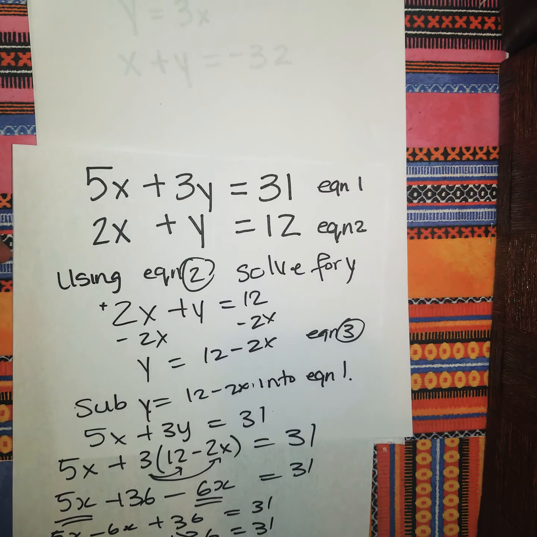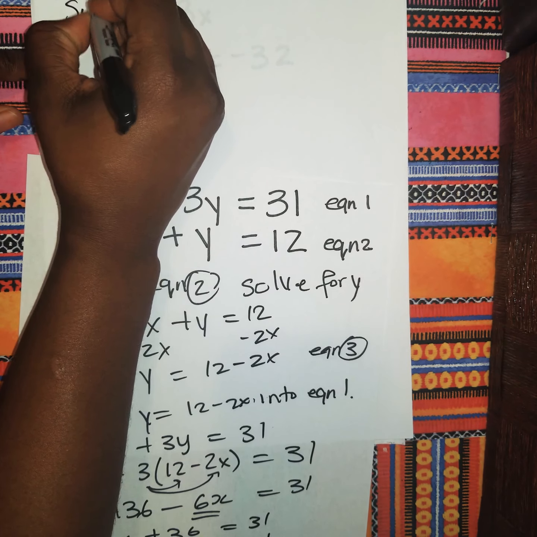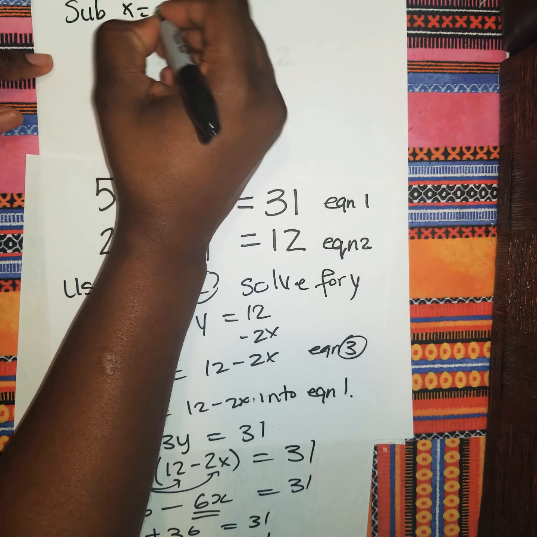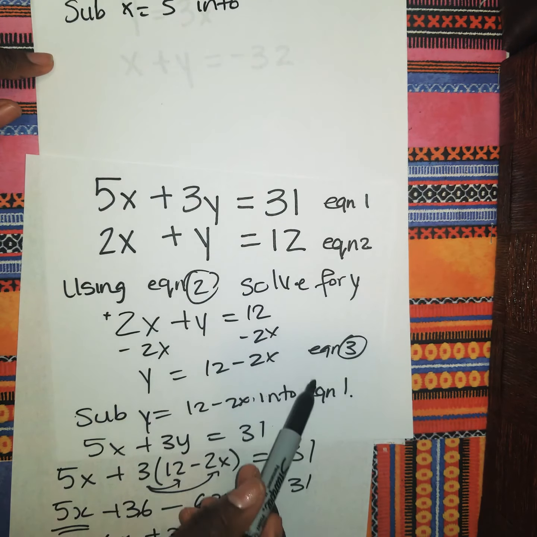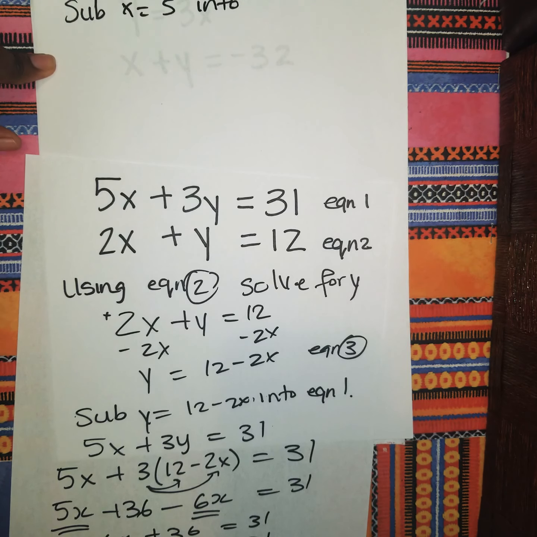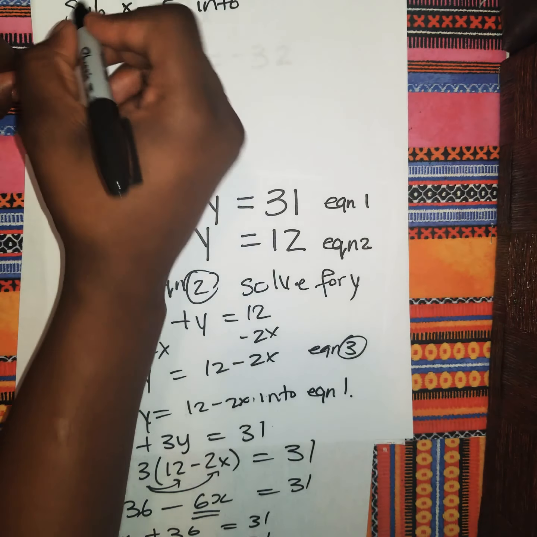So let's continue, guys. So we're going to substitute. This is the last step. Substitute x equal 5 into either equation 1, 2, or 3. It's up to you what you want to do; it'll give you the same answer. I'm going to choose equation 3 because y is already the subject here.